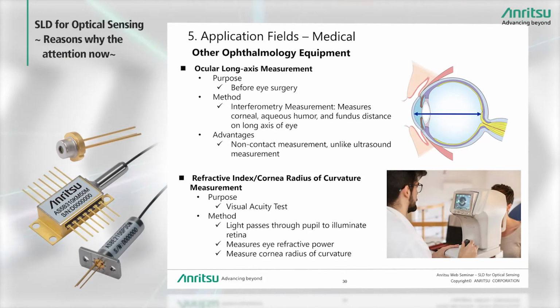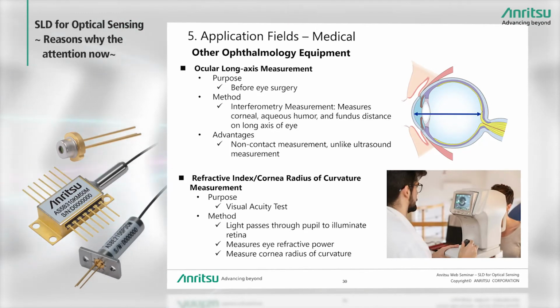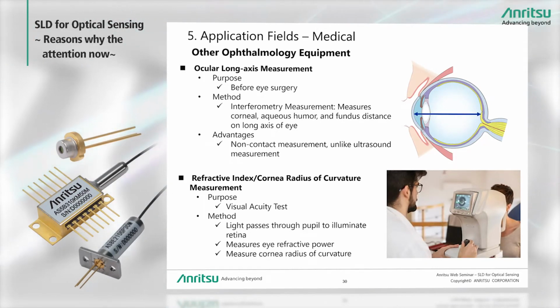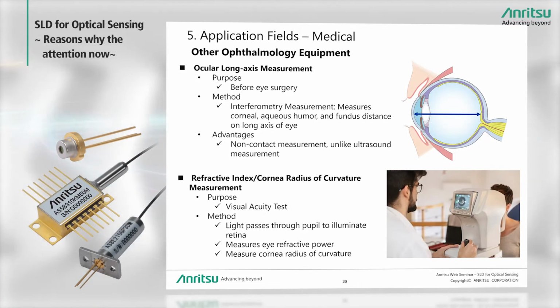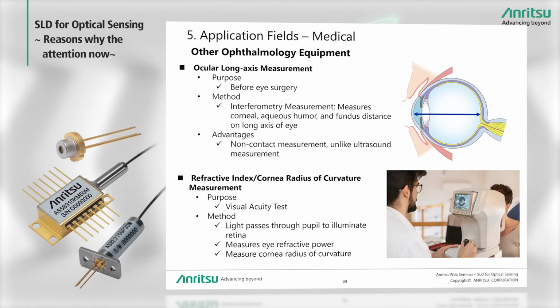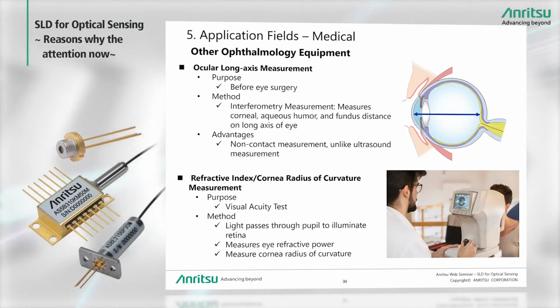The photograph at the bottom shows equipment for measuring index of refraction and corneal radius of curvature. The inspection light passes through the pupil to illuminate the retina to calculate the eye refractive power and the corneal radius of curvature.